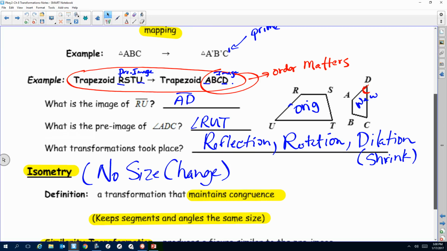But didn't it also translate? It depends on the point of rotation. I didn't really give you the point of rotation on here. I know it did a turn.